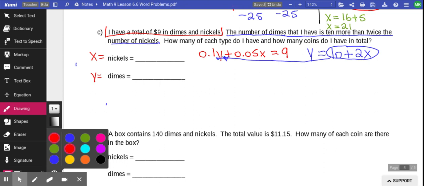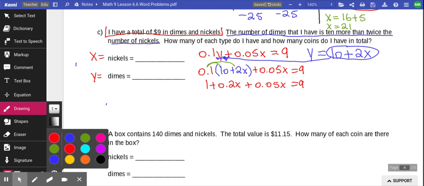Again, I'm going to run out of space probably. So this will give me 0.1, and then I'm going to multiply by 10 plus 2x. And then I have plus 0.05x equals 9. I'm going to multiply that 0.1 in. When I multiply the 0.1 in, I should get 1 plus 0.2x plus 0.05x equals 9. I can collect my like terms. I have 1 plus 0.25x equals 9. I'm going to move the 1 over by subtracting 1.